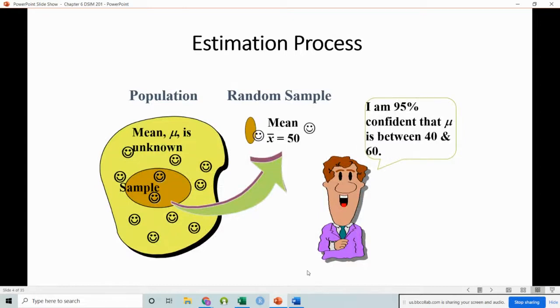So our estimation process involves a population of interest that has an unknown mean. We take a random sample from that population and find a point estimate for that mean. Here it is, x bar equals 50. Then we can calculate a confidence interval to tell us how confident we are in that estimate.